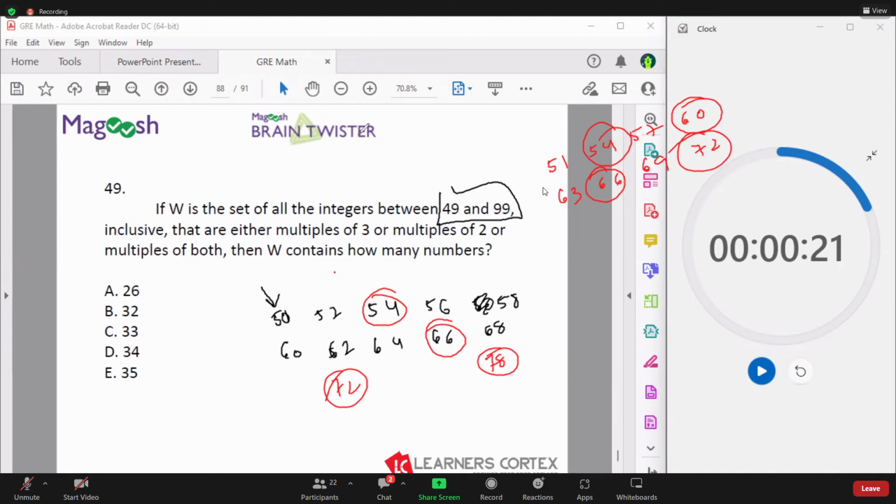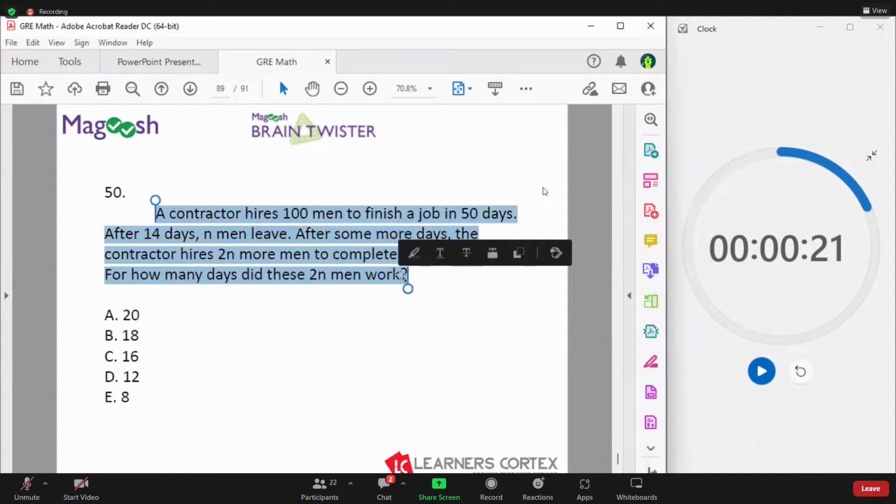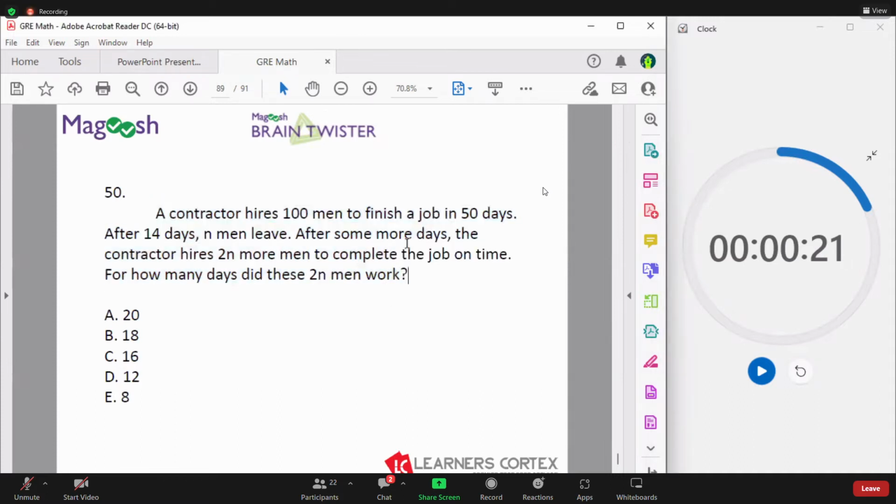Okay. This question: a contractor hires 100 men to finish a job in 50 days. After 14 days, n men leave. After some more days, the contractor hires 2n more men to complete the job on time. For how many days did these 2n men work? This is a nice question. Please continue.